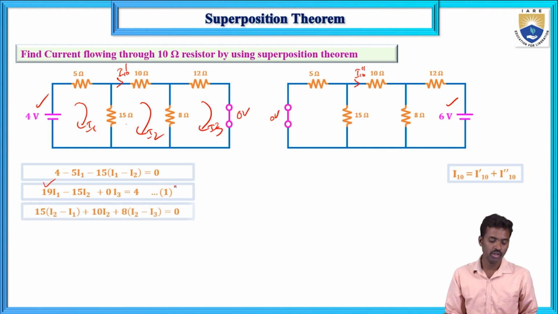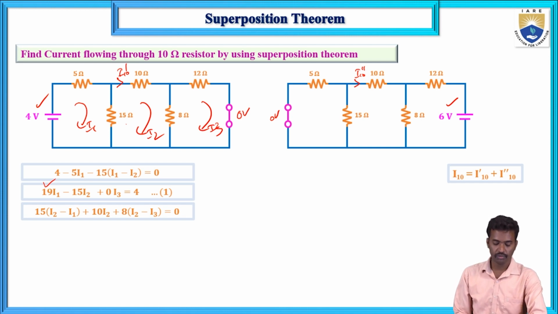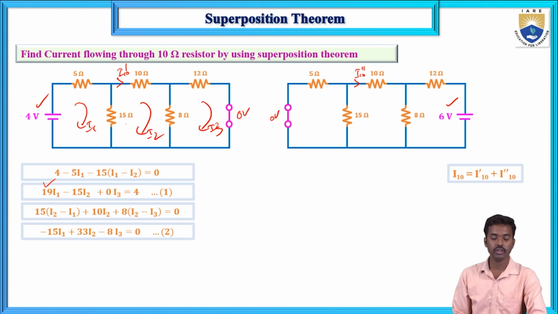Second mesh equation: 15 I2 minus I1, and 10 I2. Next, 8 I2 minus I3. So you can take all as minus or all as plus. Now, the simplified equation, what will it be? Minus 15 I1 and minus 8 I3, and 15 plus 10, 25 plus 8, that is 33 I2. Now this is equation number 2, and that was equation number 1.